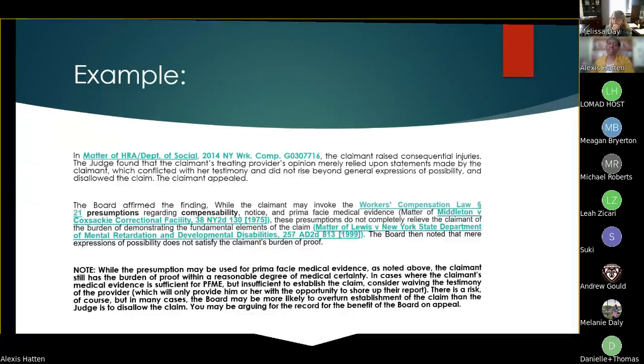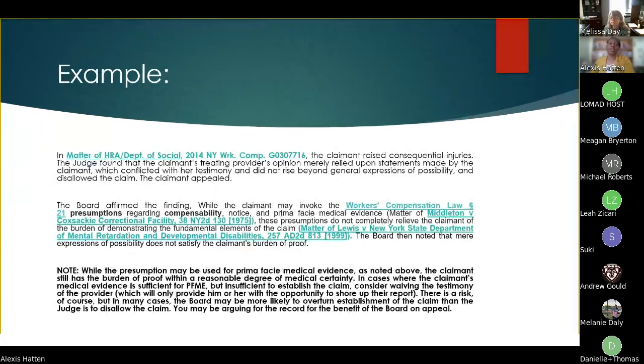But you can't use it in place of actual evidence. For consequential injuries, in a matter of HRA, Department of Social, the board found that the claimant raised consequential injuries, but the treating provider merely relied upon statements made by the claimant, which conflicted with her testimony and did not rise beyond general expressions of possibility, and disallowed the claim.